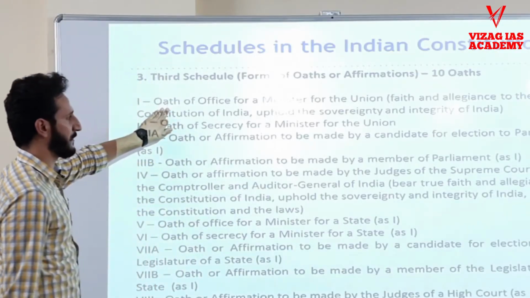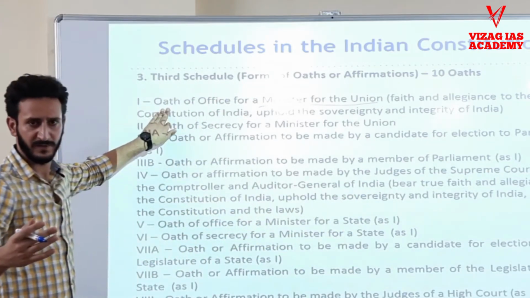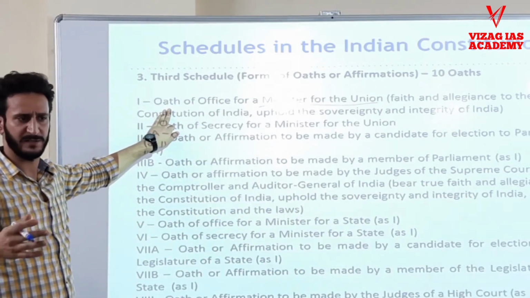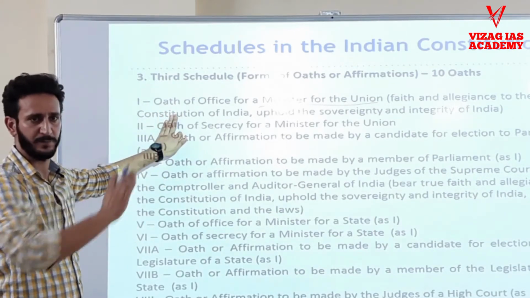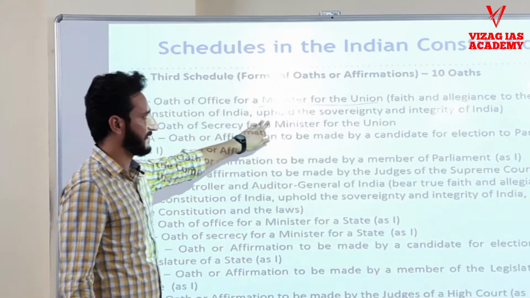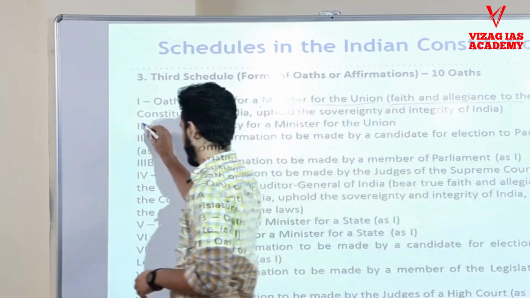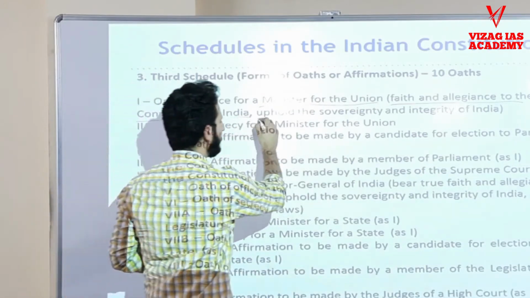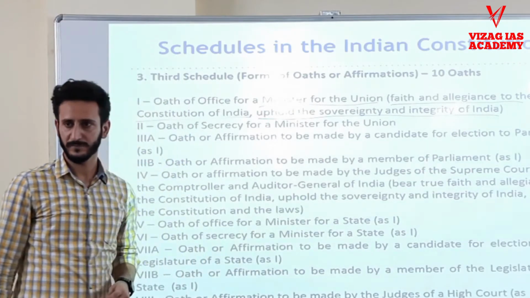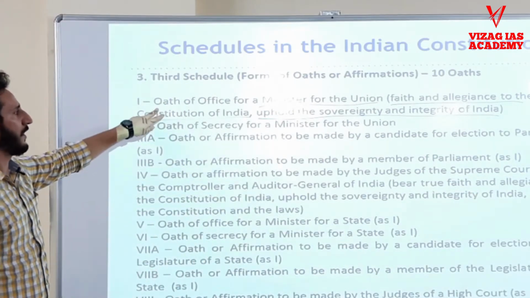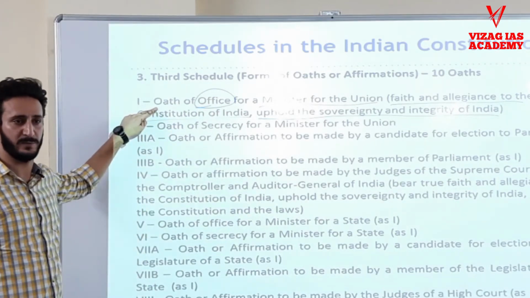First, oath of office for a minister for the union. So it could be any kind of minister, right? Any council of ministers, deputy minister, cabinet minister, minister of state, whatever minister it is. If it's in the council of ministers of the center, this is the oath they take. They take an oath to bear true faith and allegiance to the Constitution of India and to uphold the sovereignty and integrity of India. This is the oath of office when they are entering into the office of that minister.